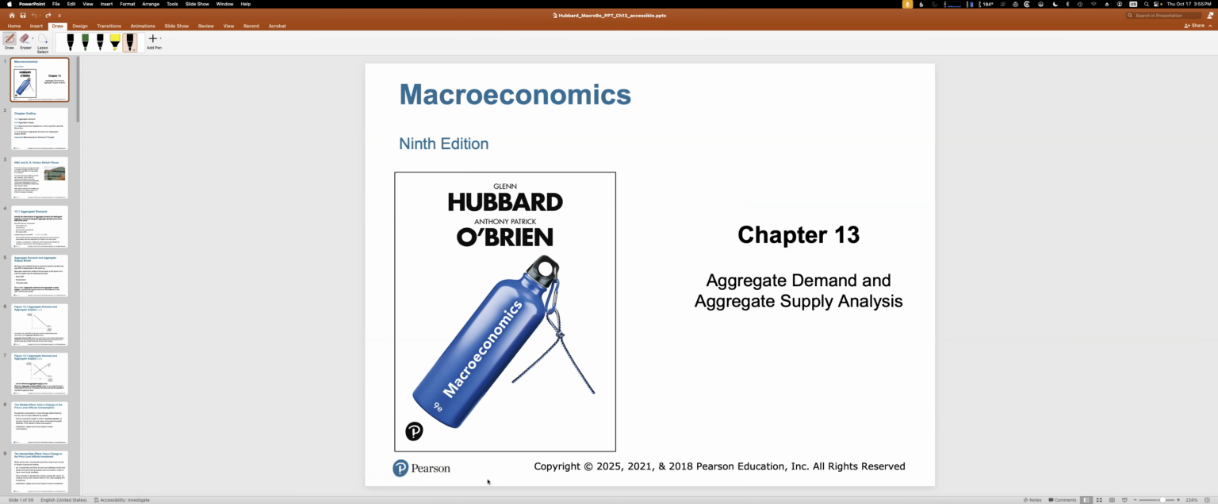Okay, so in this chapter, we're going to build on chapter 12. Chapter 12 ended with the description of the aggregate demand curve.